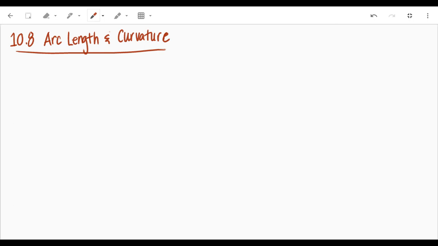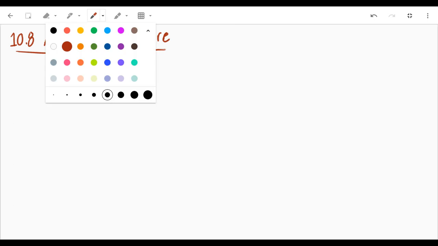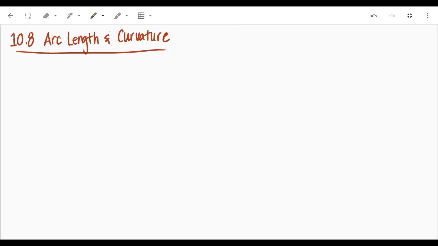Okay, we are doing our last section of chapter 10, which is arc length and curvature. This section is pretty heavy on the formulas and the terminology, so there's kind of a lot to follow along with. A lot of formulas to work with here and a lot of different forms of the same formula. So we'll give this a shot, though.